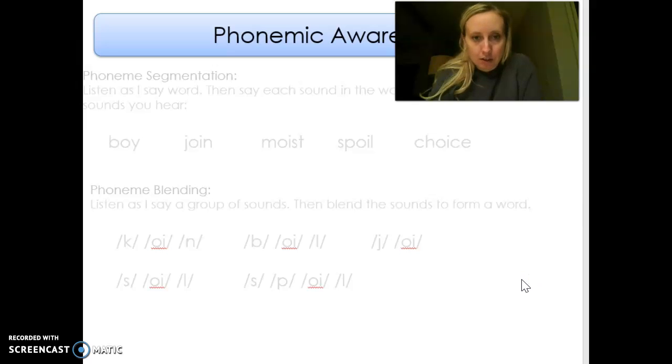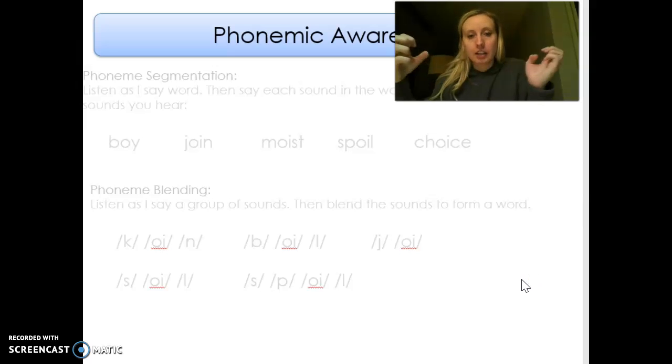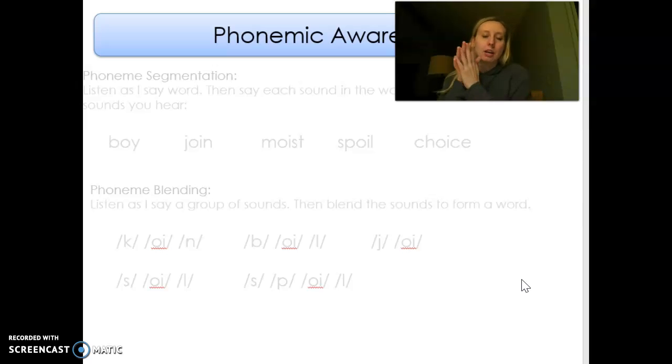Now, that was breaking it apart, now we're going to put it together. We're going to blend it. So I'm going to say the sounds, you're going to put it together. K, oi, n, coin. B, oi, l, boil. J, oi, joy. S, oi, l, soil. Sp, oi, l, spoil. Okay, nice job.